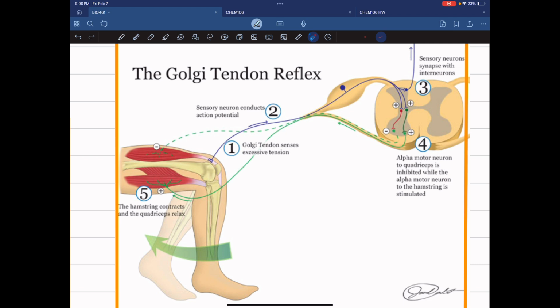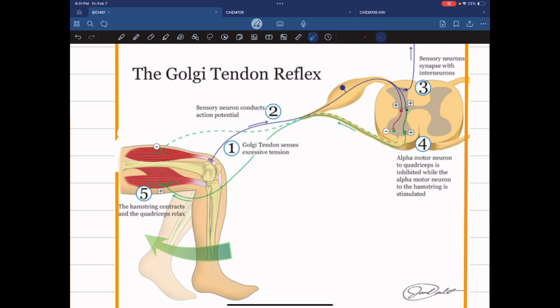The main purpose of the Golgi tendon reflex is to prevent injury, and it's going to help regulate our muscle contraction force, because our muscles are actually strong enough to put so much pressure on our bones that it can break our bones. And so it's really important to have this limit that our body's made to prevent that from happening.